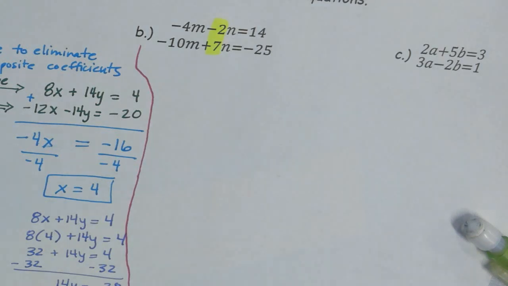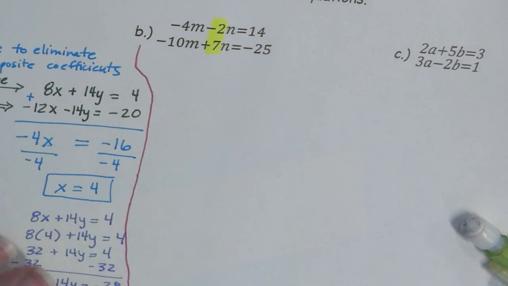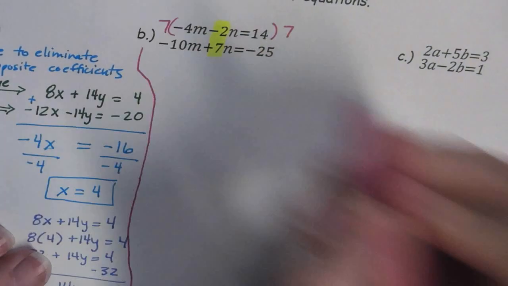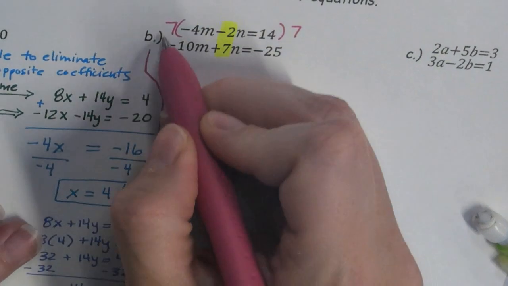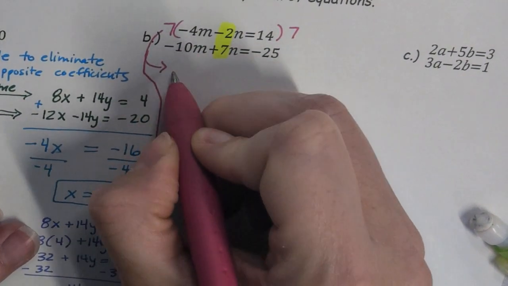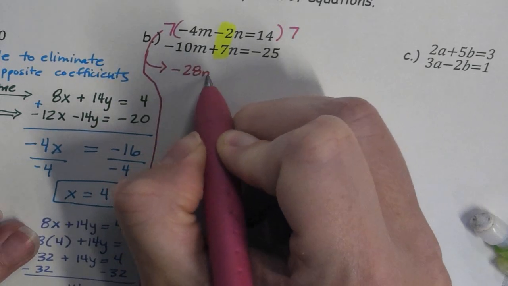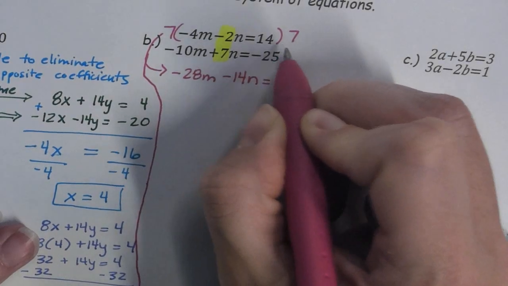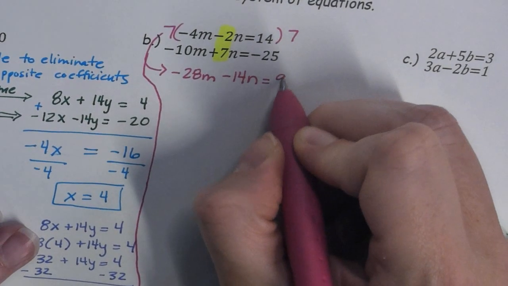Okay, so what is the LCM between 2 and 7? 14. Okay, so in order to get opposites, we could multiply the first equation by 7. And if we do that, I'm going to write it right here. 7 times negative 4 is negative 28m. 7 times negative 2 is negative 14n. 14 times 7 is 98.